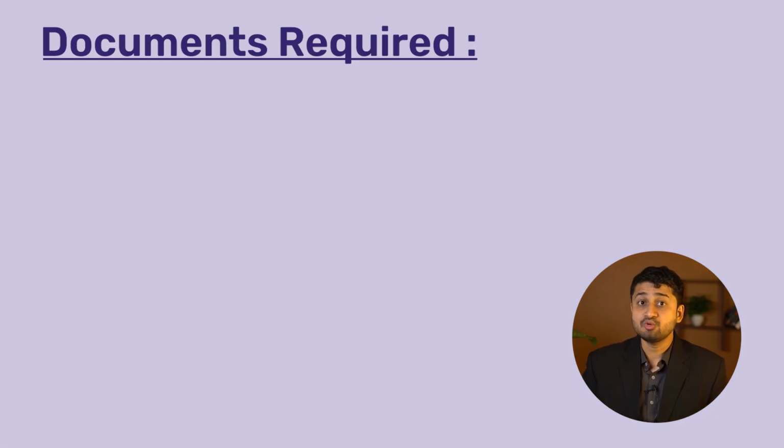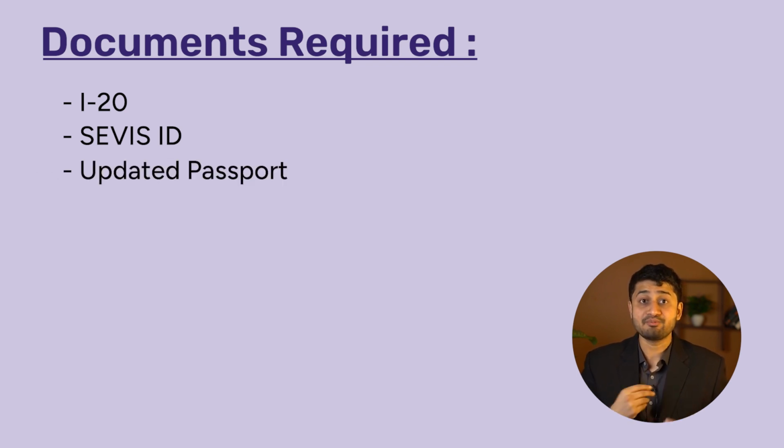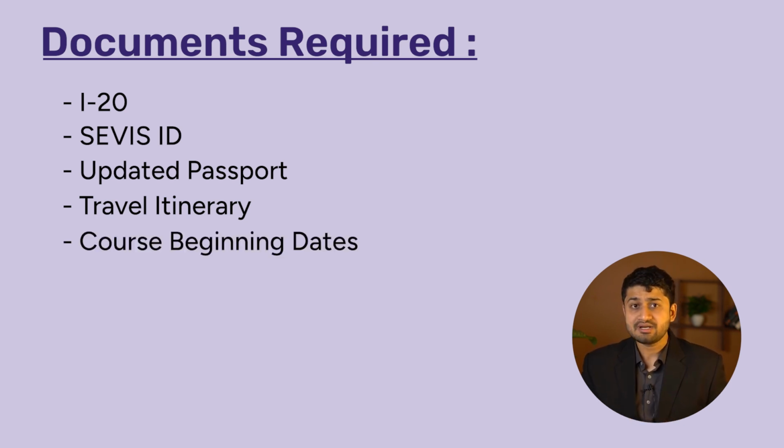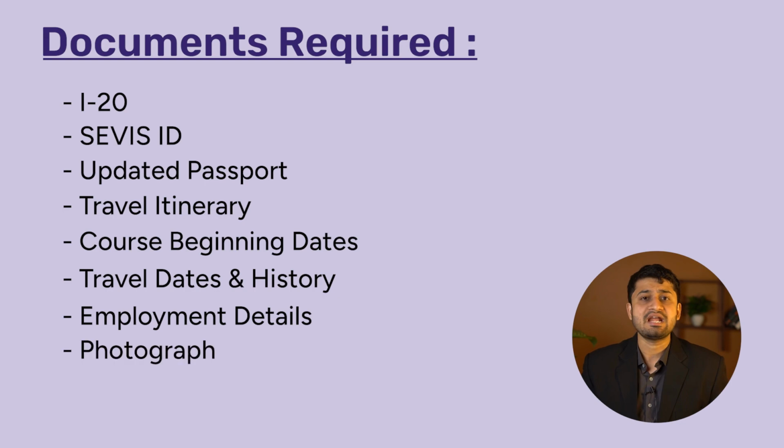Before I start explaining the process of completing the form, let me quickly give you an overview of the documents that you may need during the process. The list includes the I-20, which is a fee structure that you will get once you are accepted into a US university. You cannot start filling DS-160 without this. Then comes the SEVIS ID, which is an alphanumeric number on top of your I-20. Apart from this, you will need a valid, up-to-date passport, travel itinerary with the date of your course beginning, travel dates, travel history, employment details, and a photograph.